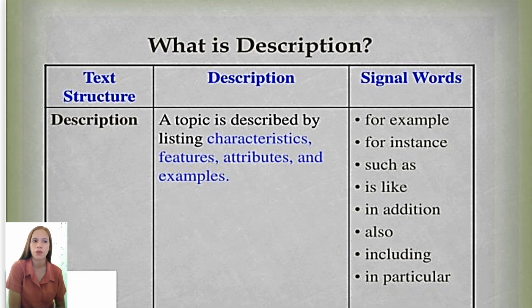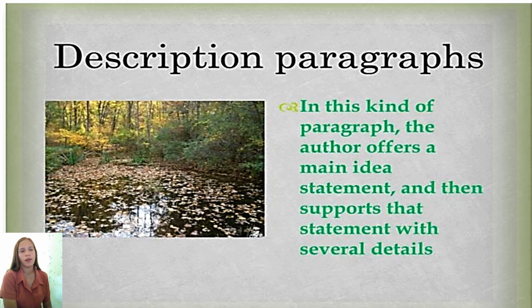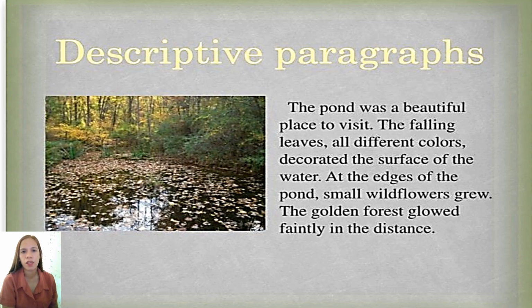Next, we also have the description text structure. So what is a description? A topic is described by listing the characteristics, the features, the attributes, and the examples. We also have its signal words: for example, for instance, such as, it's like, in addition, also, including, in particular. And what is a description paragraph? In this kind of paragraph, the author offers a main idea statement and then supports that statement with several details.